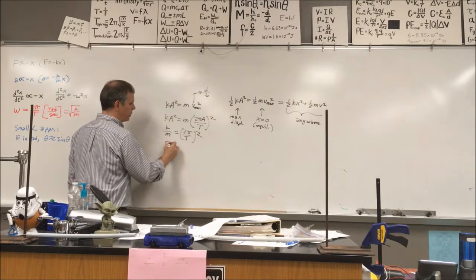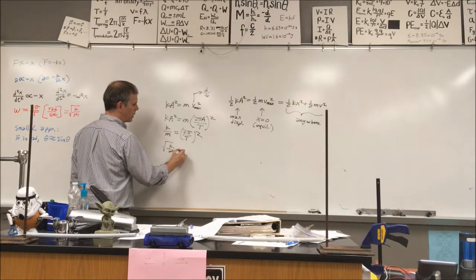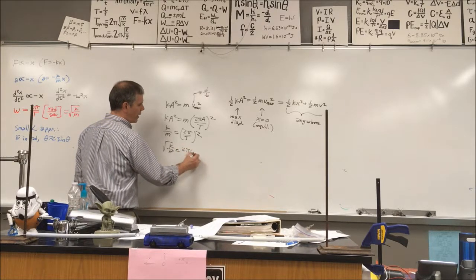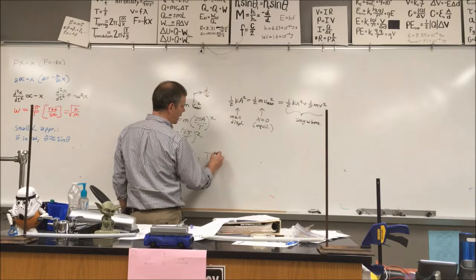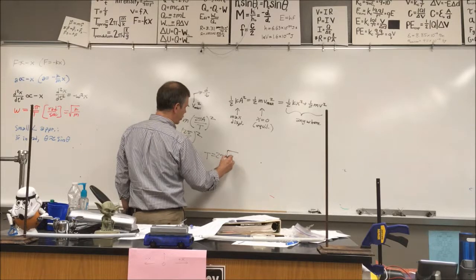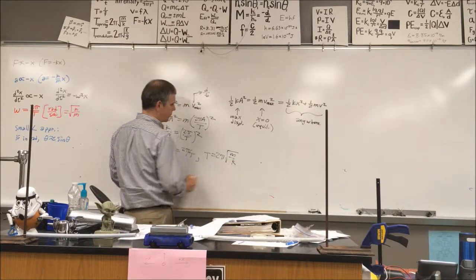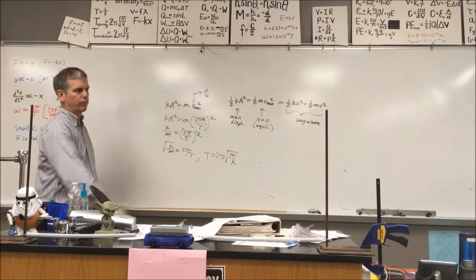Take the square root, and guess where we end up again? T equals 2 pi square root of m over k. But there are multiple routes of finding this equation.